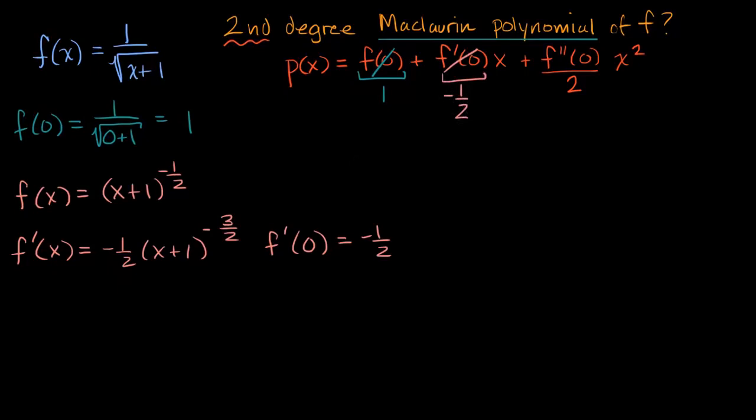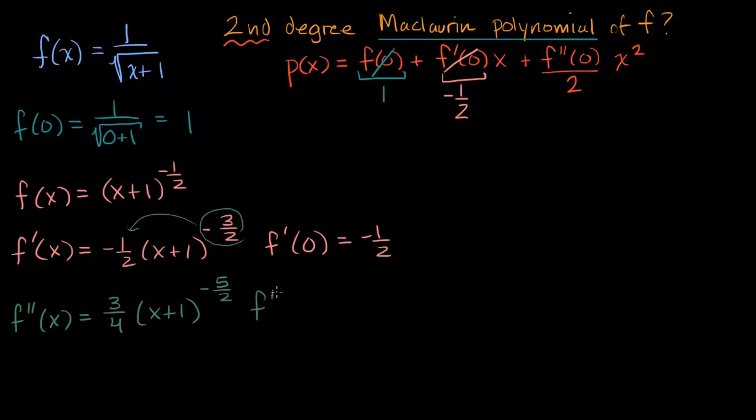And now let's figure out the second derivative. So the second derivative with respect to x, well, I do the same thing again. The derivative of x plus 1 with respect to x, that's just 1. So I just have to take the derivative of the whole thing with respect to x plus 1. So I take my exponent, bring it out front. Negative 3/2 times negative 1/2 is going to be positive 3/4 times x plus 1. And then I decrement the exponent here by 1, so it's going to be negative 5/2.